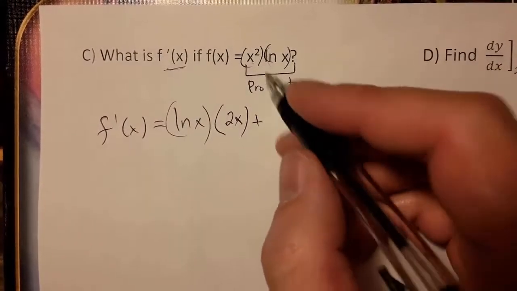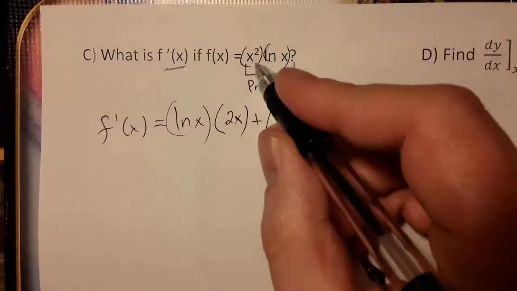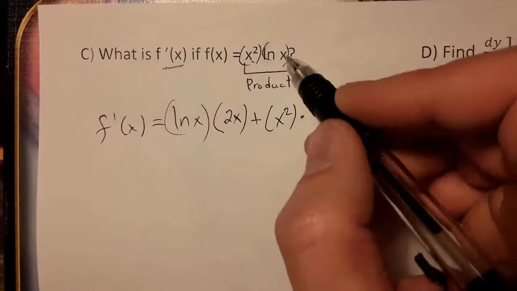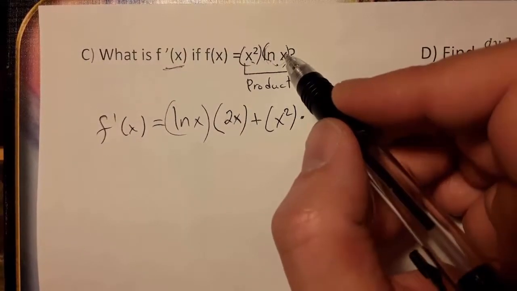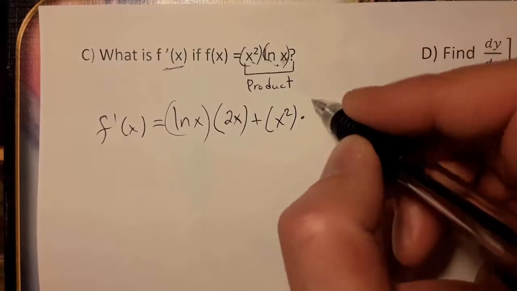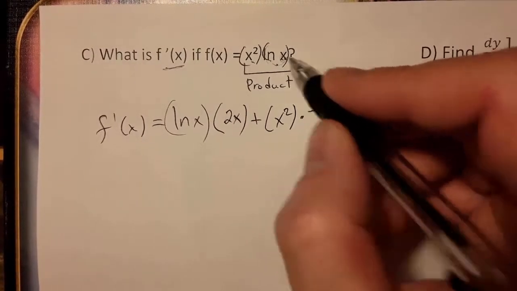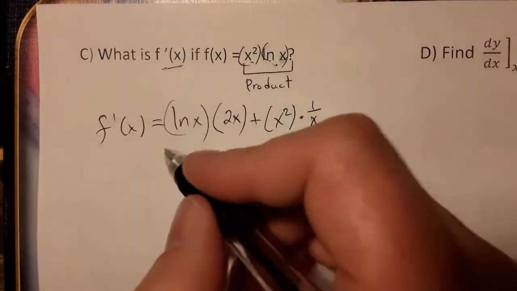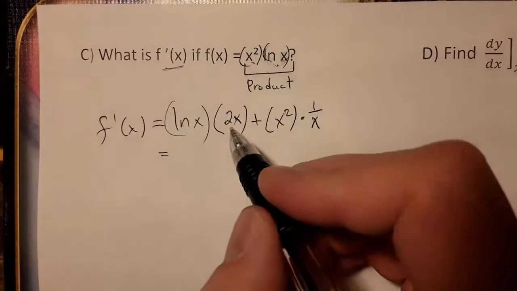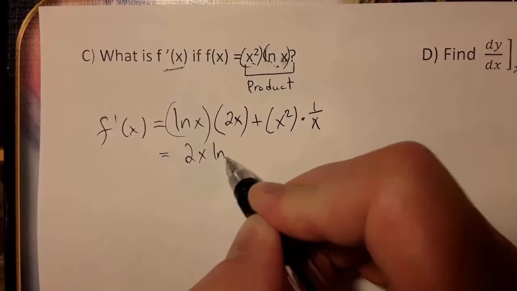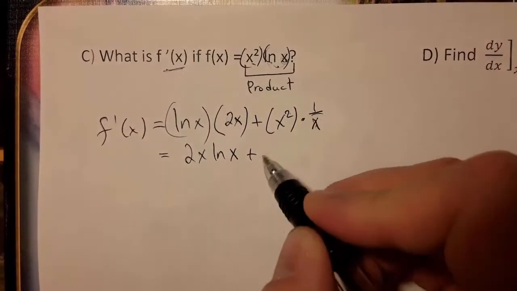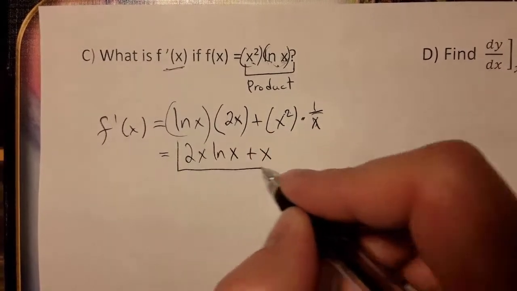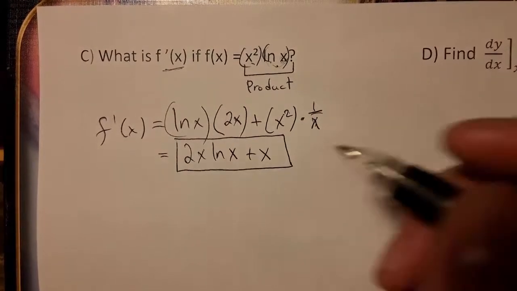Plus, then I'm going to take the first thing as is, which is x squared, times the derivative of the second. And derivative of ln x is simply this thing's derivative, 1, over this thing as is, which is x. And all we got to do is clean up shop a little. This is 2x ln x, and then x squared over x would just be x. Perfectly valid way of writing the answer.